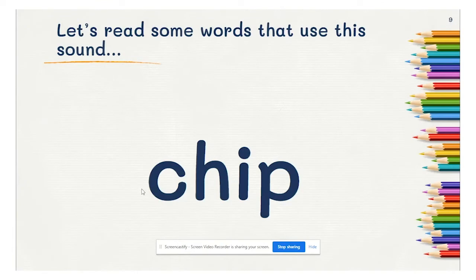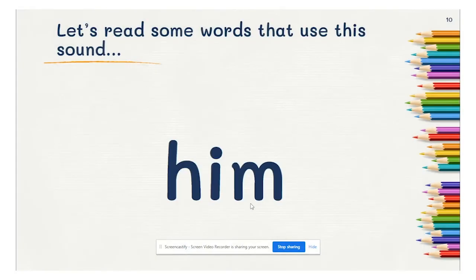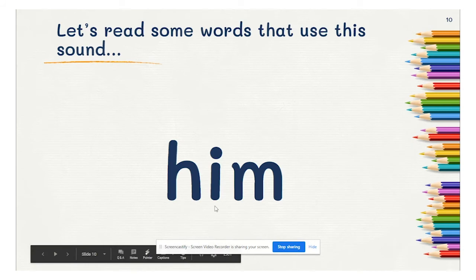Read the word on the screen. Did you say chip? The word is chip. Ch-I-P. Chip. Read the word on the screen. Did you say him? The word is him. H-I-M. Him.